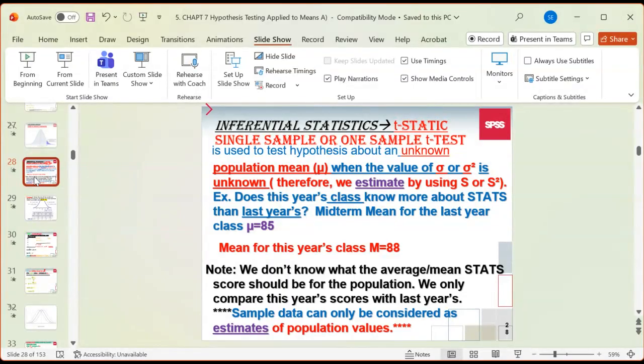So we don't know what the average statistics score should be for the population. Each semester is different: 88, 85, 89, 90, 95, you name it. That's why we're using the t-test. We only compare this year's score with last year's score. Sample data can only be considered as estimates of a population value.